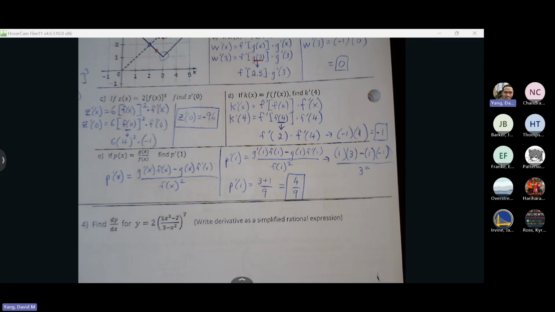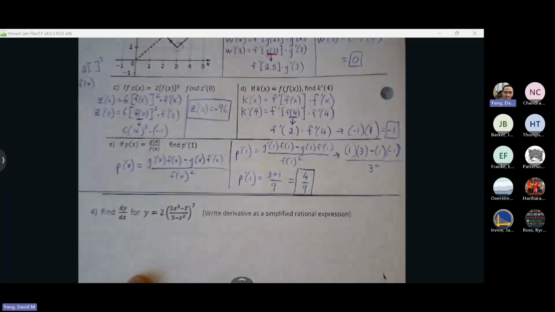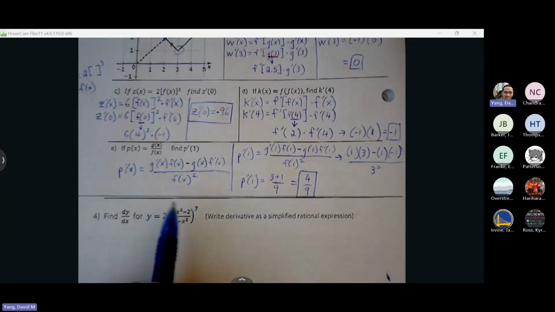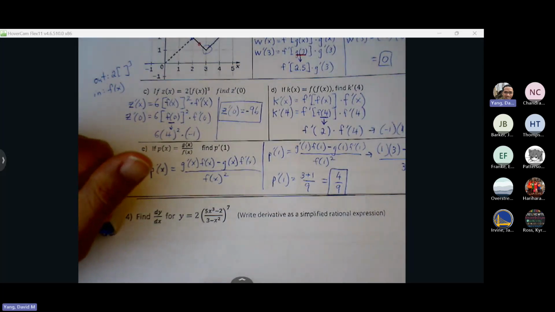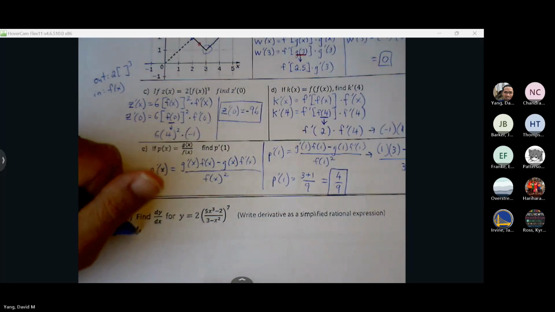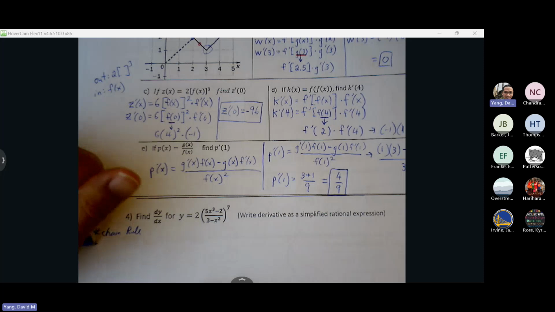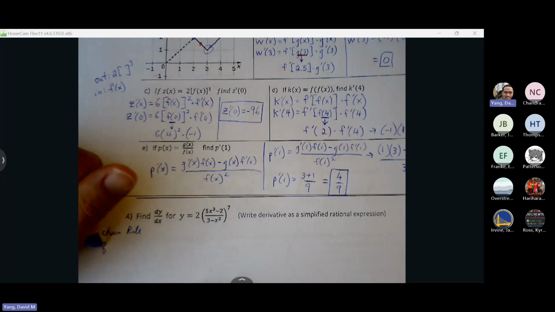Okay, number 4, find dy/dx for our function. We see that there are multiple rules involved. We want to apply chain rule first because the parentheses is over mostly everything. And we want to apply the rule that has a larger reach, larger impact first. So chain rule comes first. And then once we're inside chain rule, then we can handle quotient rule.